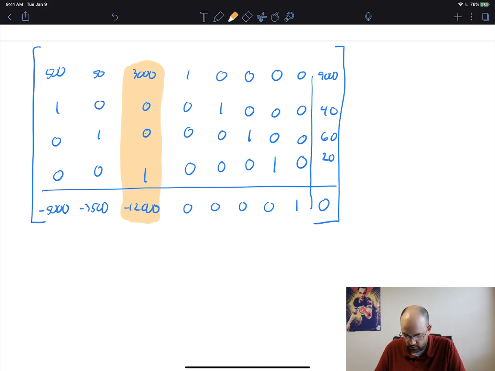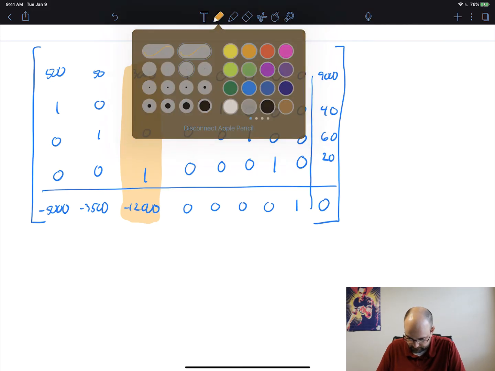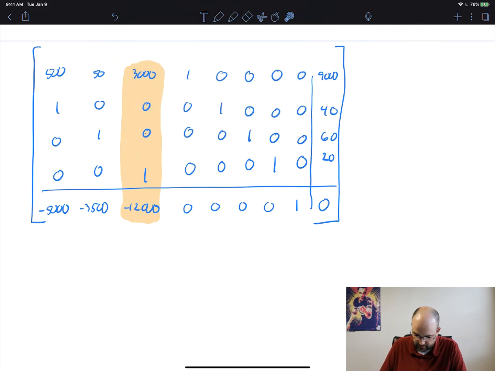As for the pivot row, we do division here. 9,000 divided by 3,000 is 3. 40 divided by 0 is undefined. 60 divided by 0 is undefined. And 20 divided by 1 is 20.